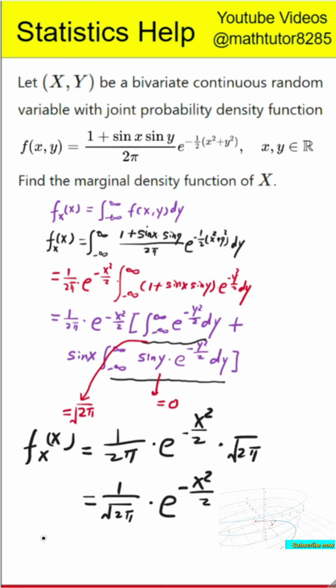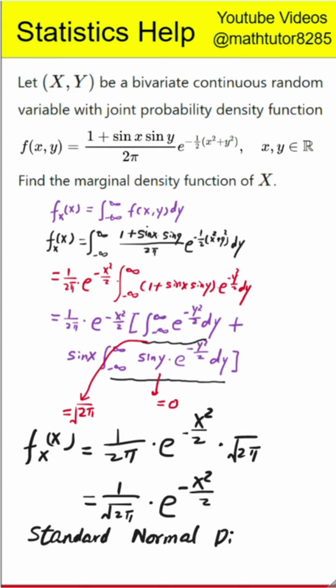So, the final result is, the marginal density of X is equal to 1 over the square root of 2 pi times exponential of negative 1/2 times x squared. This means that X follows a standard normal distribution. Final answer is, f of x equals 1 over the square root of 2 pi times exponential of negative 1/2 times x squared.